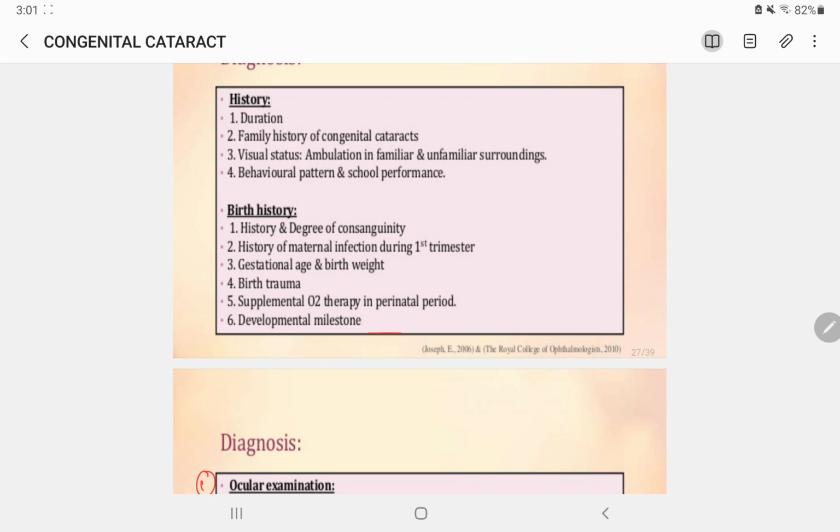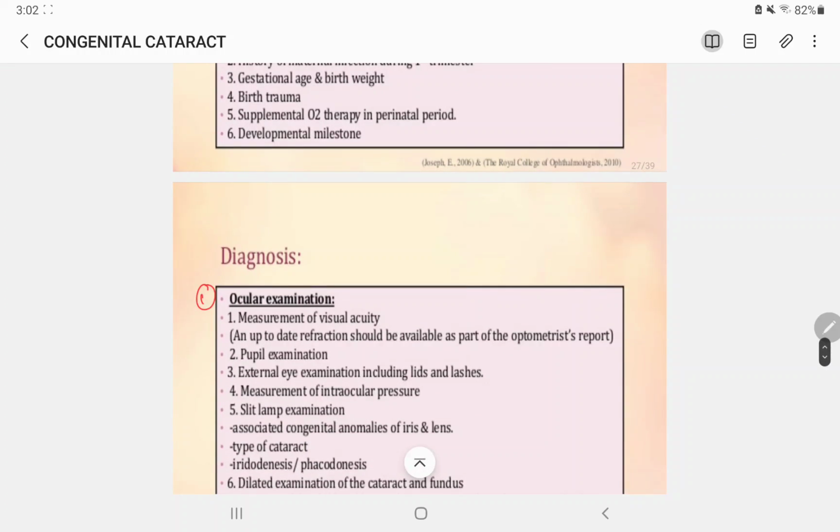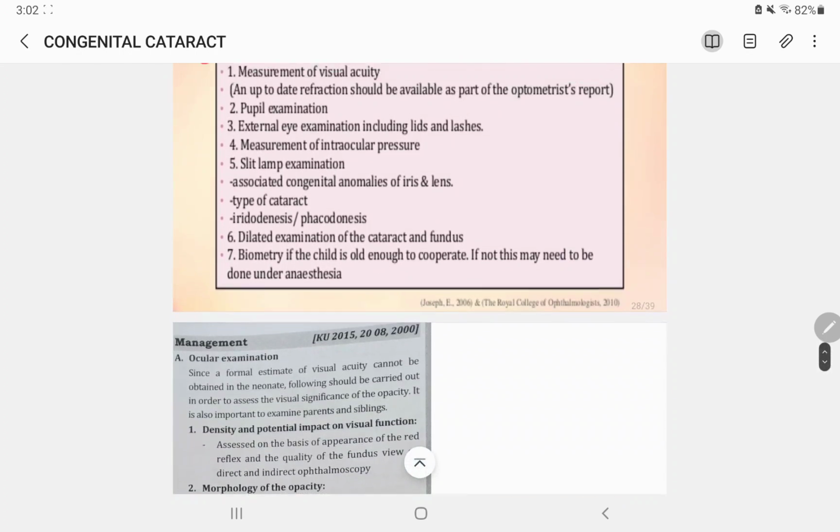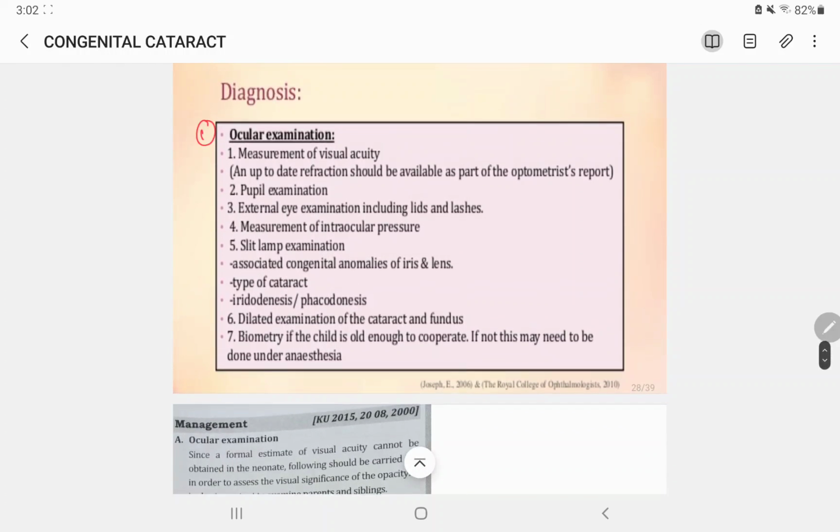And then developmental milestones: whether the child is normal with all the developmental milestones, or is lagging behind. That is also very important. So that was the history part. In the diagnosis, we have to conduct an ocular examination. Measurement of the visual acuity and up-to-date refraction should be available as part of the optometrist report.